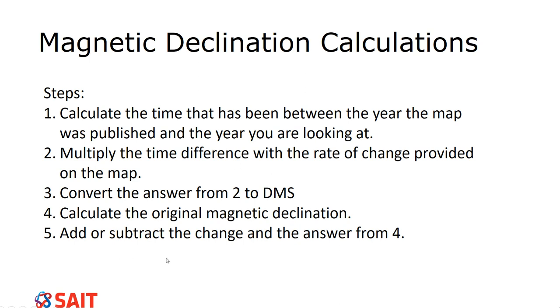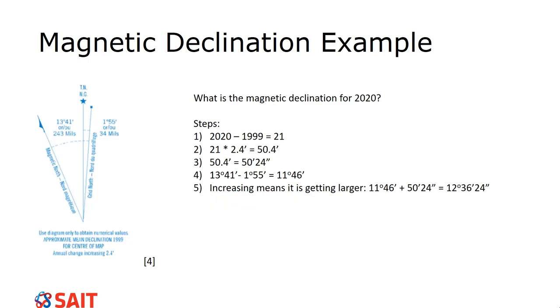And then the last step is that you're going to add or subtract the change from the answer you got from step 4. This is to adapt for that change. So you calculate the change up here, and then you take the original magnetic declination and apply that change. Sounds simple enough. Maybe I'm making it more complicated than it really needs to be in 5 steps, but it's just helping break it down for those of you who need it.